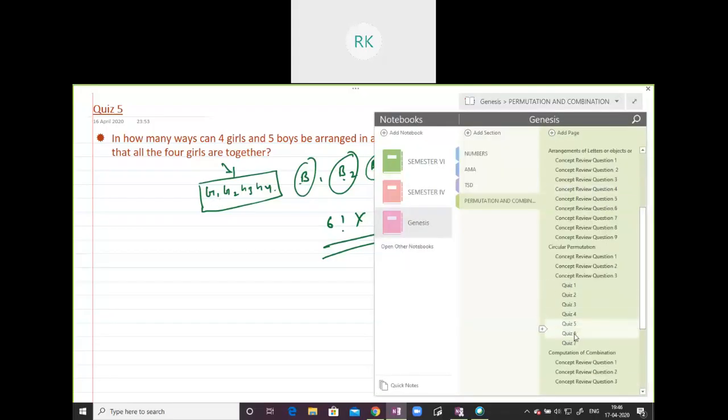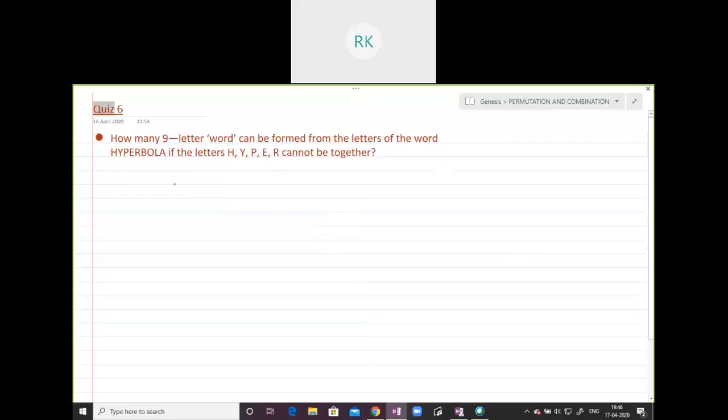Right. Here we go. What's the answer for this? Cannot be together. So complete factorial 9 factorial, minus together, 6 factorial into 4 factorial. I hope you would have got the answer. Great.